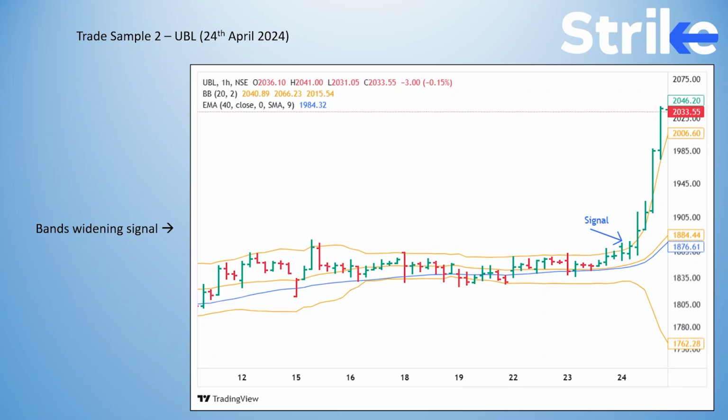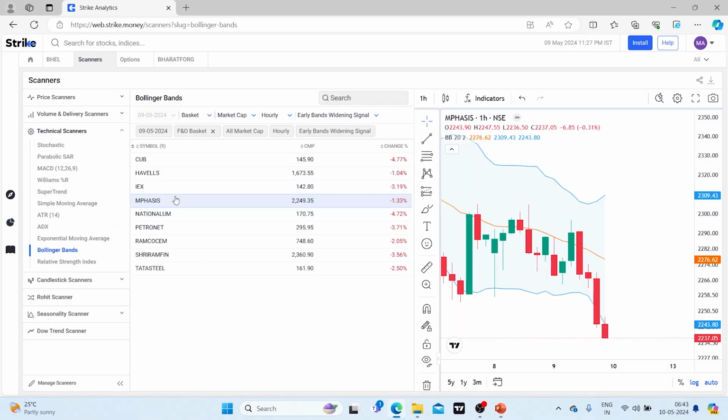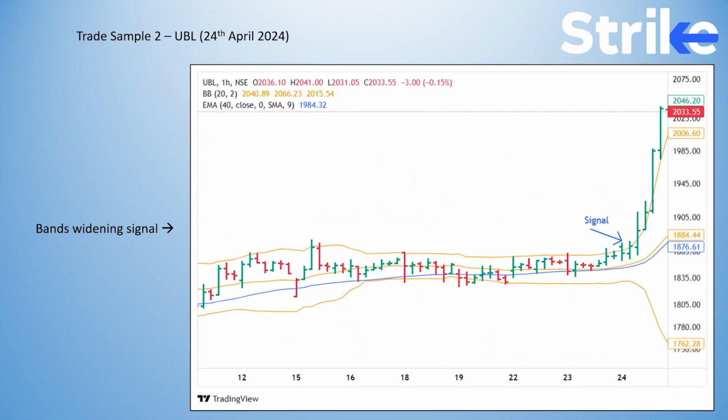Once the scanner gave a signal, we went to the open interest chart and we saw that the call side open interest had started reducing. Basically, the boundary created as resistance started to weaken and started to break. And this resulted in an explosive move. Ideally, such moves are not common, but a 3 to 4% move is what we normally get.